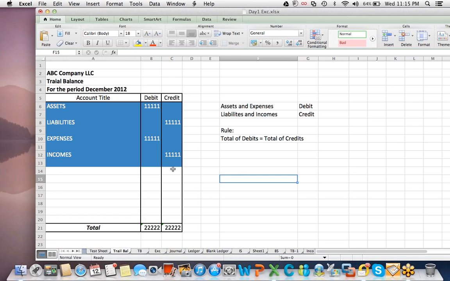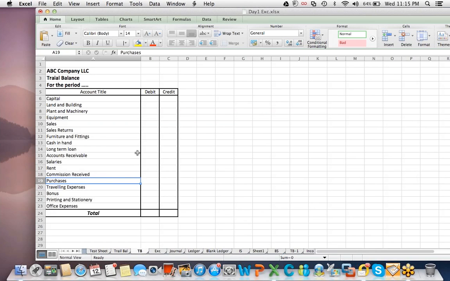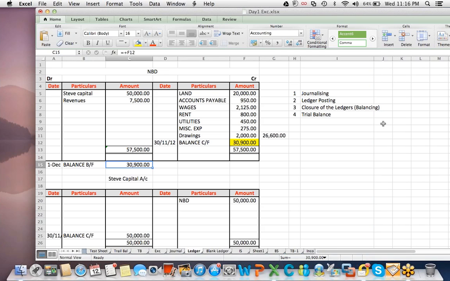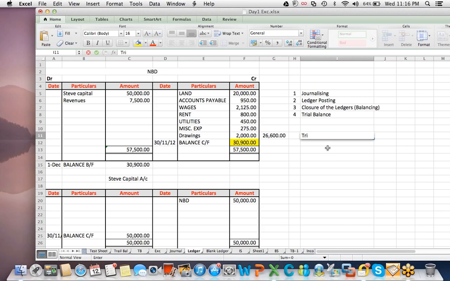So our trial balance from the ledgers we can fill in here. For example, what is the balance here? 3900. Let us prepare the trial balance from here itself. NBD, the bank balance, is an asset, so debit side, isn't it? Correct.